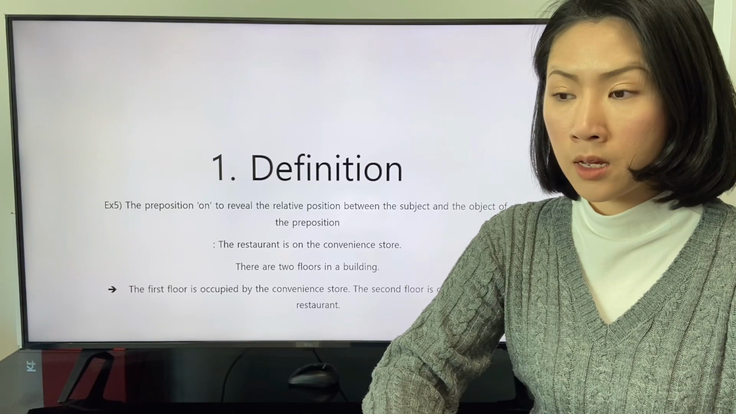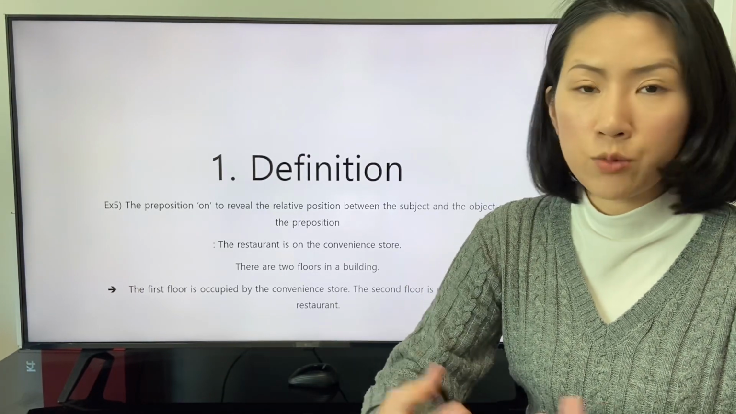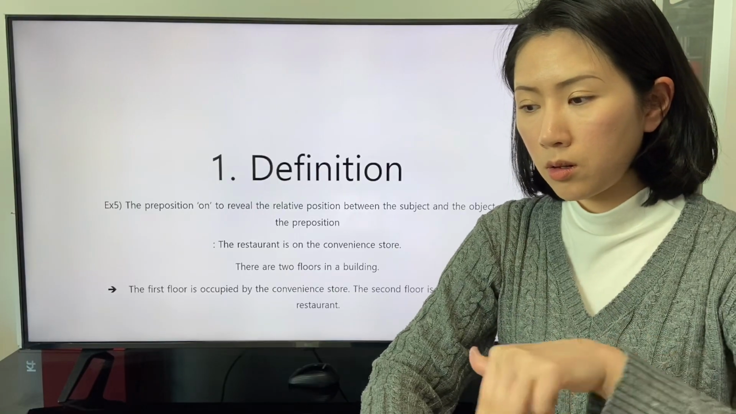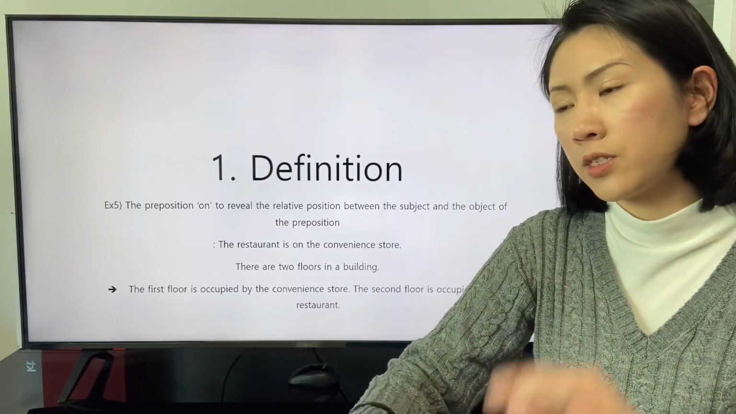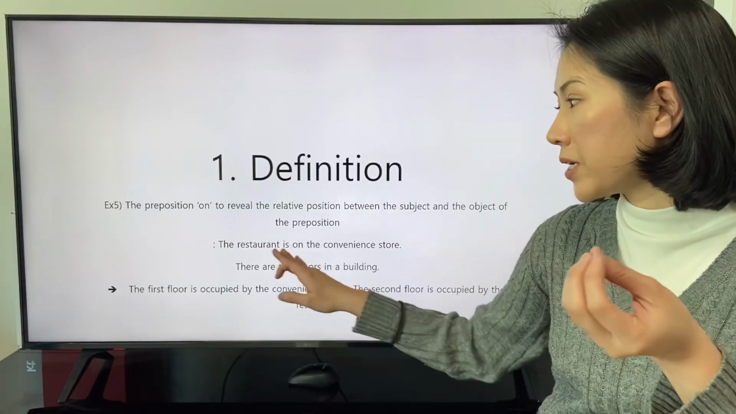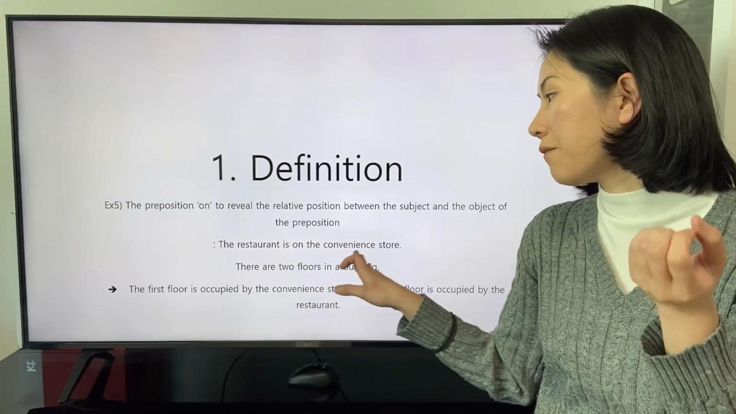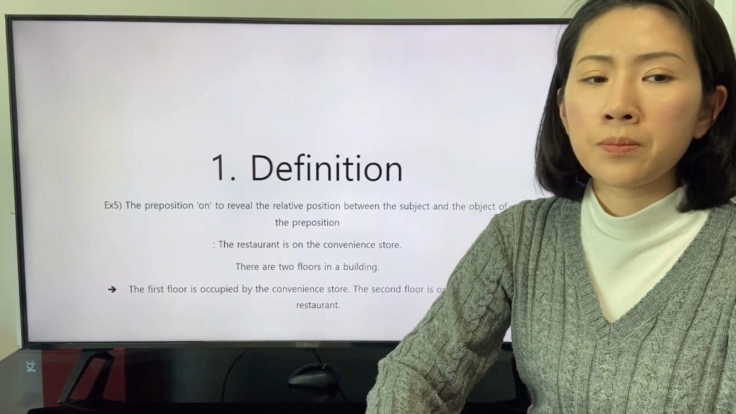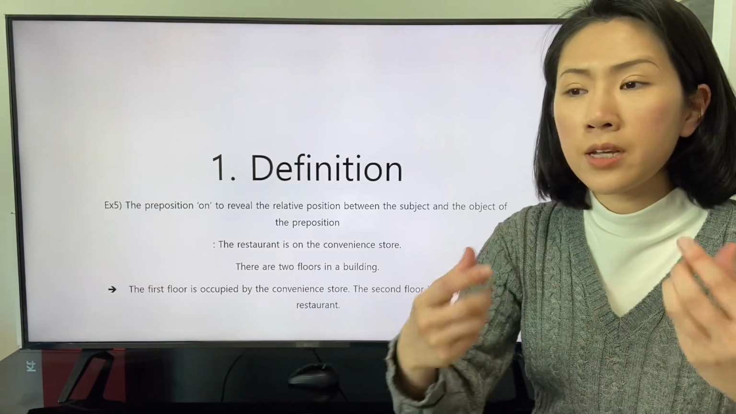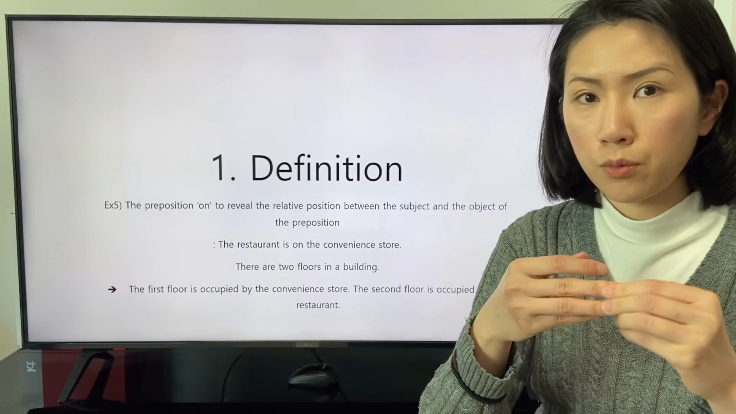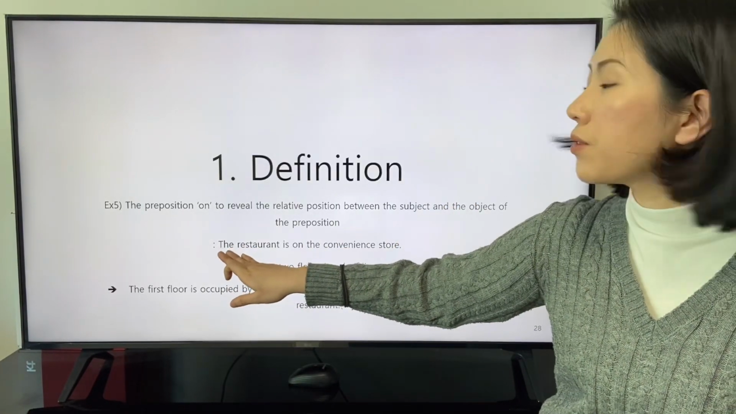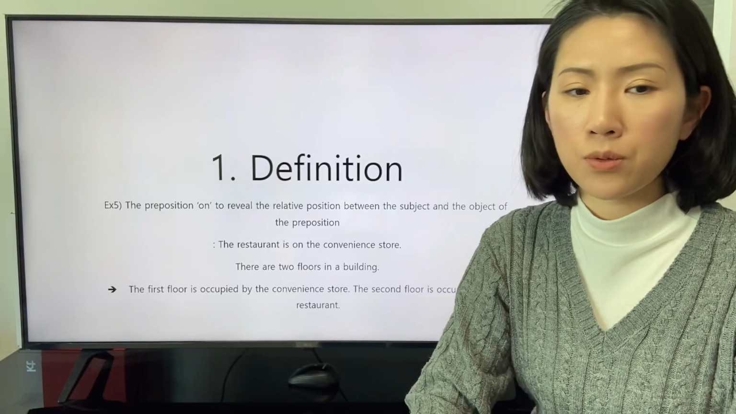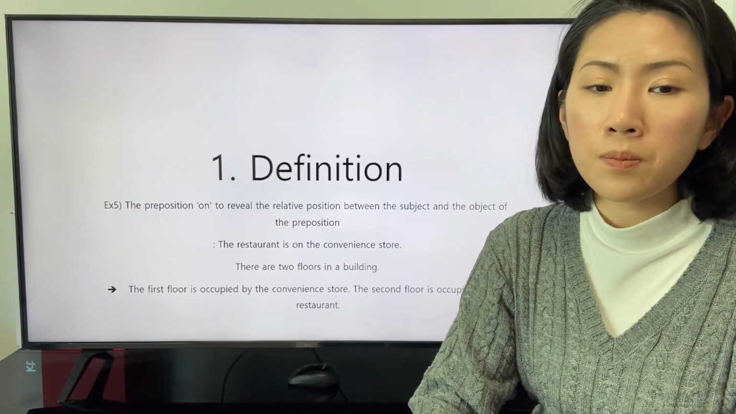This is able to be conveyed with the background description to understand the relationship between the subject of the preposition, the restaurant, and the object, the convenience store, is stated in the first clause. There are 2 floors in a building. These 2 clauses describe the relationship between the subject, the restaurant, and the object, the convenience store. The first floor is occupied by the convenience store. The second floor is occupied by the restaurant.